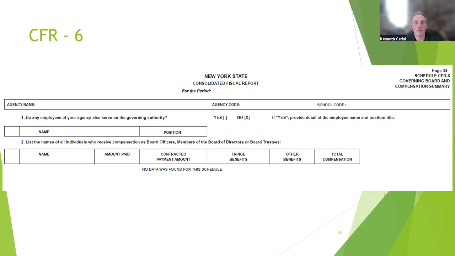Question 2 says, does anybody get paid as a member of the board of directors and trustees? Just because you're an employee of the organization, you wouldn't put your salary down here. On line 2, that's only if you're getting paid to be a board member. So if you're paid to be a board member, the amount you're getting paid would be listed here. But if you are an employee and you are getting paid, that goes back to CFR 5, and you'd be reflected on CFR 5.